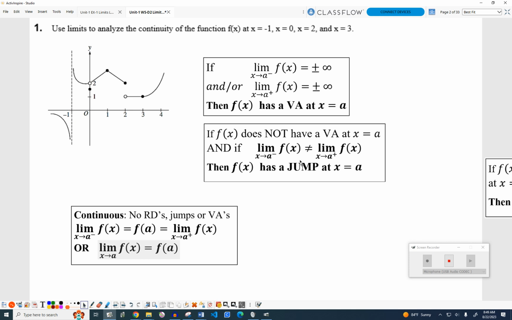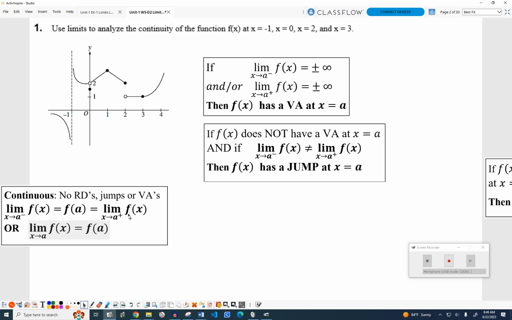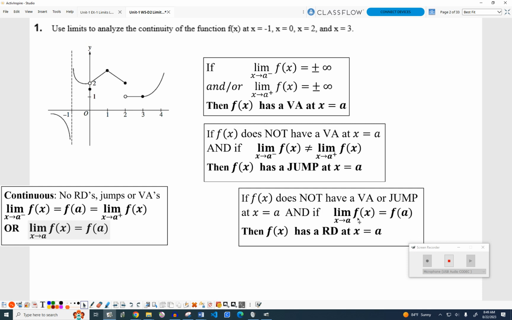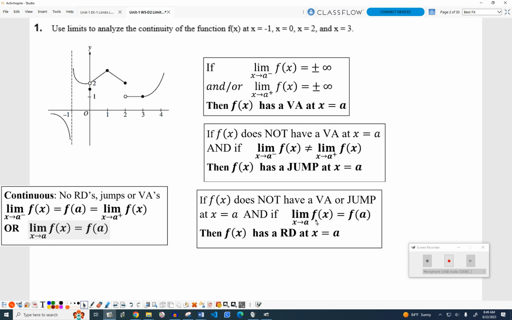What's different? No, it's okay. You're just misreading the card. What's different is, so look here. It's a really good question, Ellie. With removable, the left and right are equal, which means we have an overall limit. Notice there's no plus or minus here. The only way to have an overall limit is if the left and right are the same.